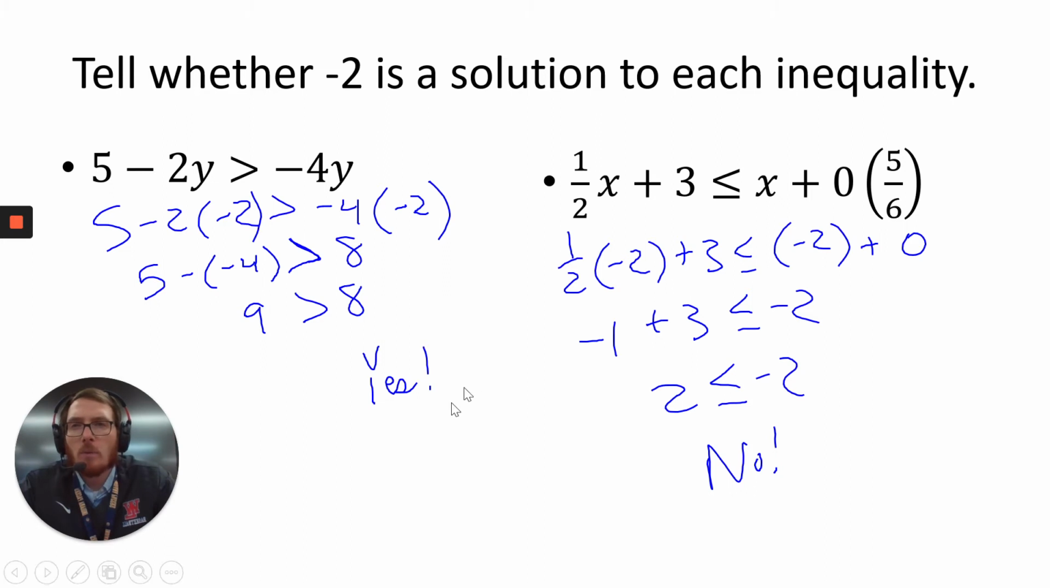You might have a little bit more work or multiple variables. So it says tell whether negative 2 is a solution. Notice there's only one variable in this question. It's just the letter y. So negative 2 goes in for all of those situations.